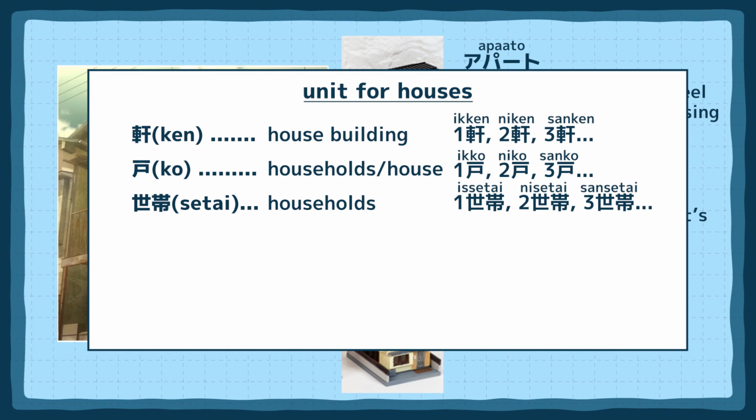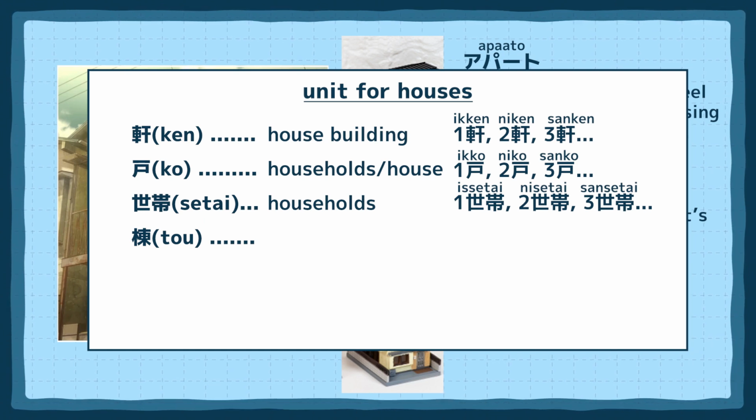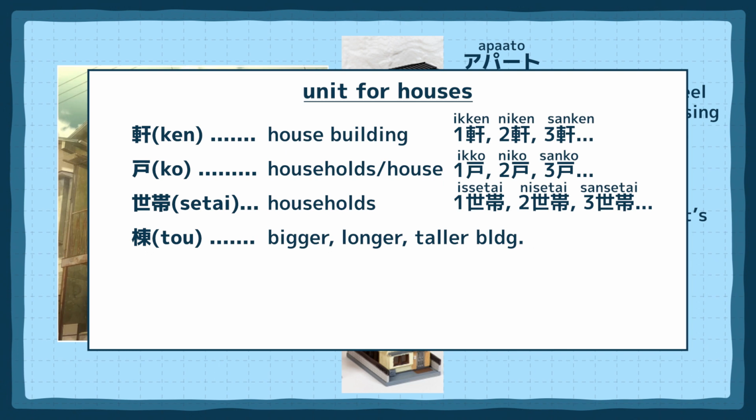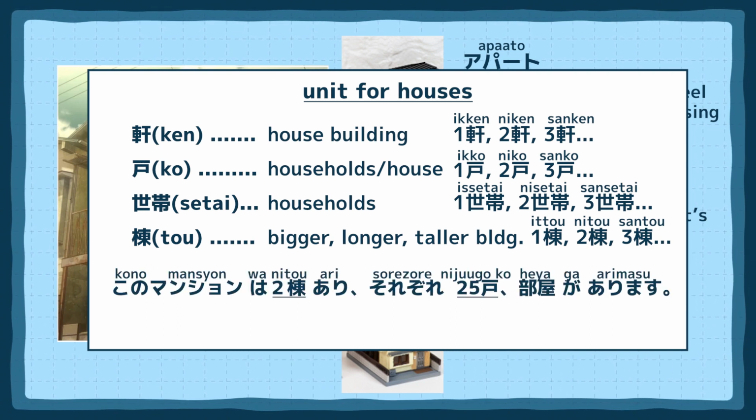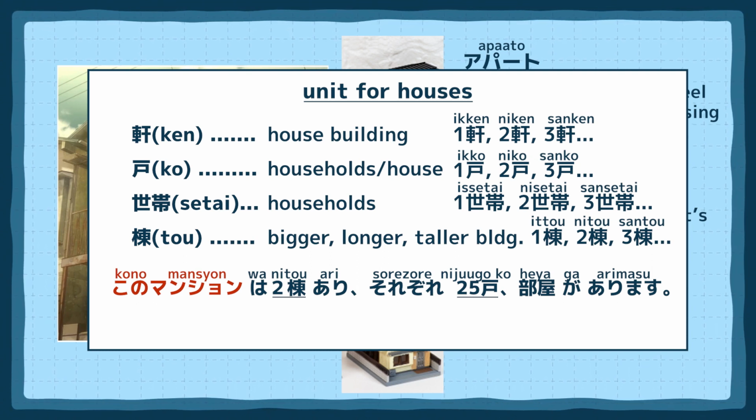Just to let you know, for apartment or mansion like complex housing, we use to. To. Not only housing, we use this unit to count bigger, longer, taller buildings. For example, in the same site, if there are many buildings under the same name of school or hospital, we count like 1棟、2棟、3棟。このマンションは2棟あり、それぞれ25個部屋があります。このマンション, this mansion, it means apartment in English.